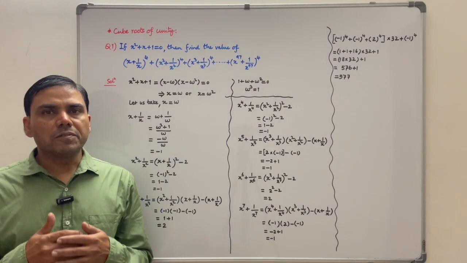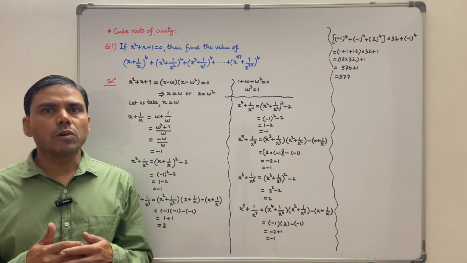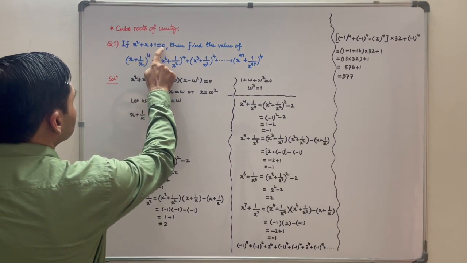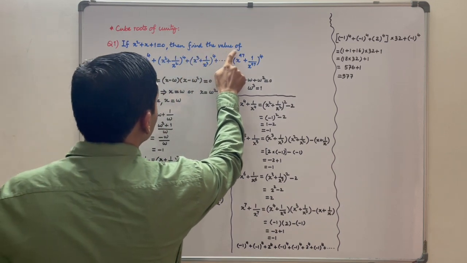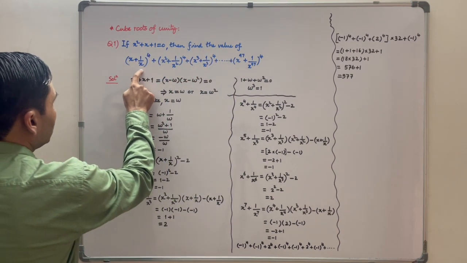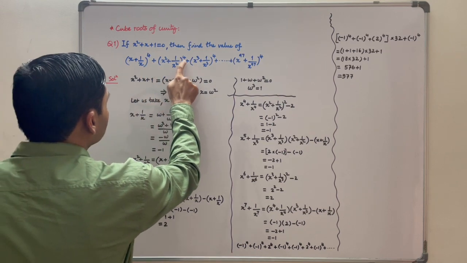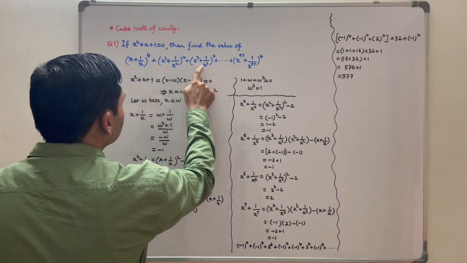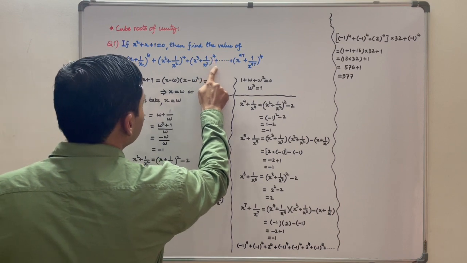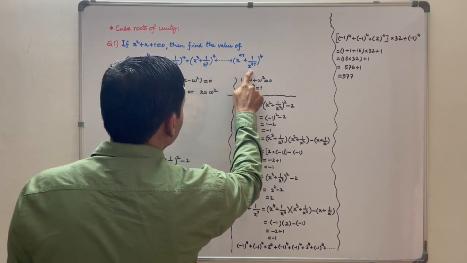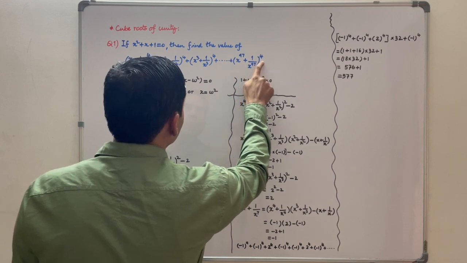Now let us see a couple of questions based on n roots of unity. First question: if x square plus x plus 1 is equal to 0, then find the value of (x plus 1 by x) to the power 4 plus (x square plus 1 by x square) to the power 4 plus (x cube plus 1 by x cube) to the power 4 and so on up to (x to power 97 plus 1 by x to power 97) to the power 4.